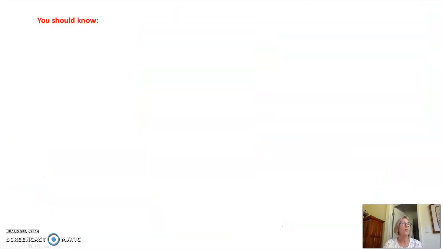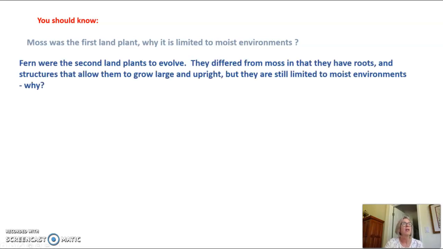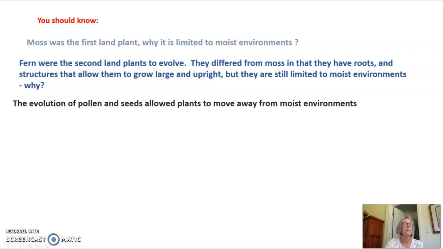So what should you know from this video? You should know that moss was the first land plant, and you should know why it is limited to moist conditions. You should know that ferns were the second land plants to evolve. They differed from moss in that they have roots and that they had structures that allowed them to grow large and upright, but they were still limited to moist environments. And you should know why that is too.